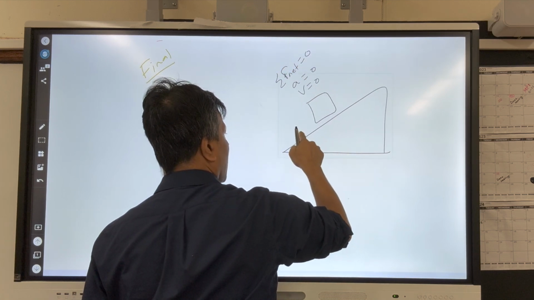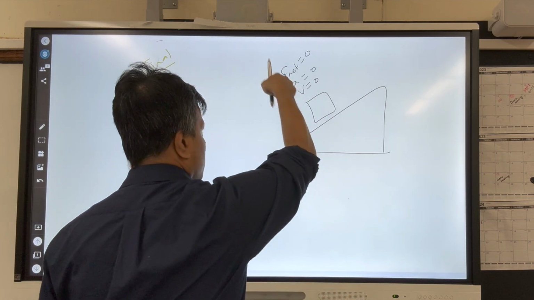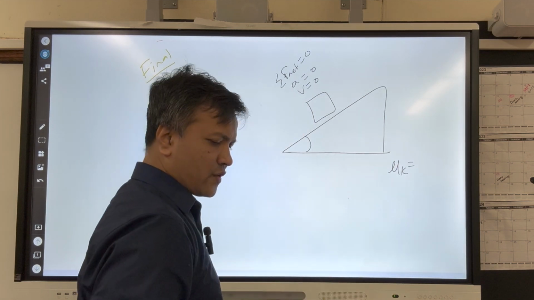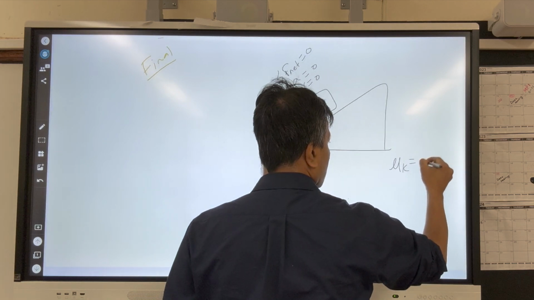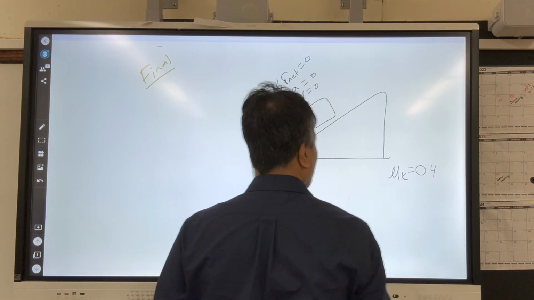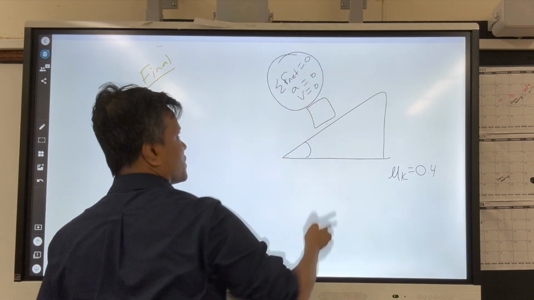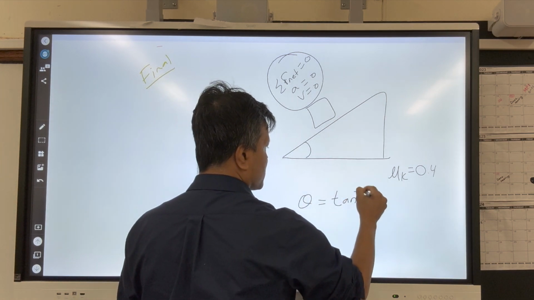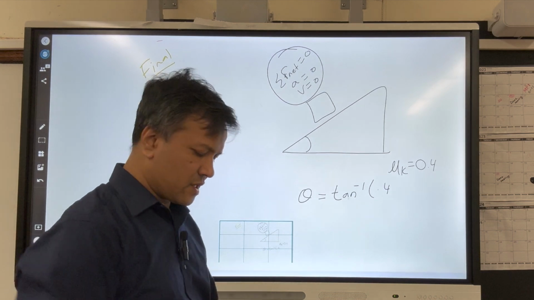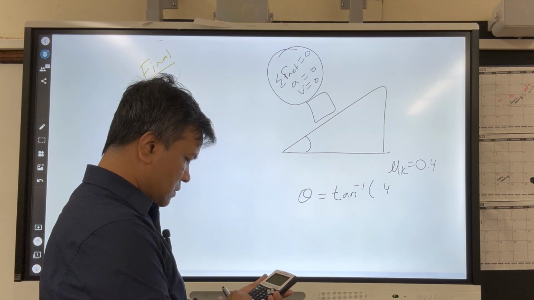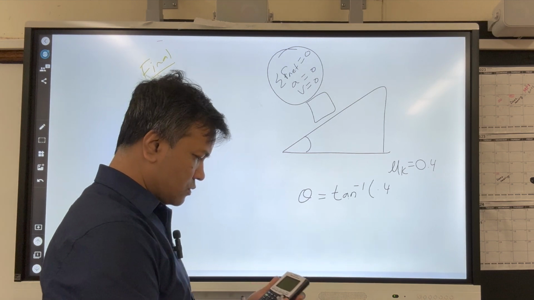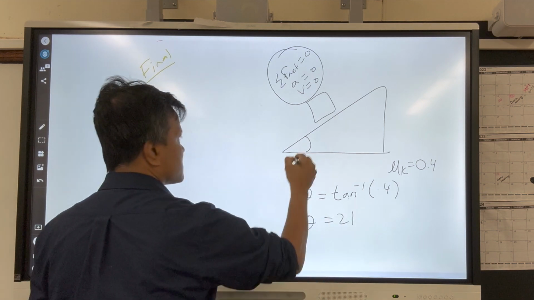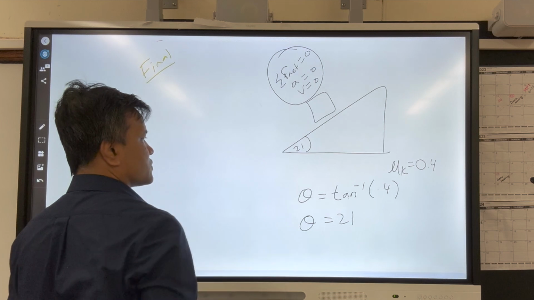Okay. What angle made it possible? That's what you're trying to find. If mu k is 0.4, then what angle made this scenario possible? Okay, the answer is the angle has to be tangent inverse of 0.4, and that is how much? 21. Theta is 21. If this is 21 degrees, then this scenario is true. But how did you find it?